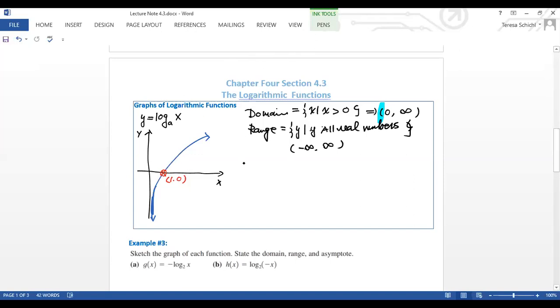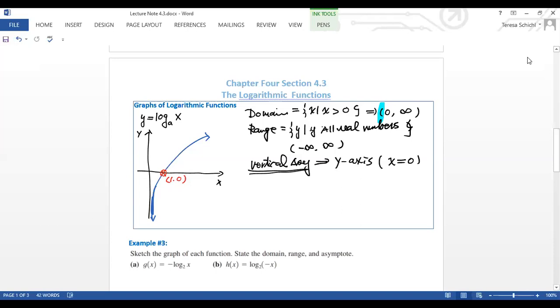Of course, we talked about that this is the key point, (1, 0). Then for this log here, we also have an asymptote, right? Because the left leg is going to get closer and closer to the y-axis. So what type of asymptote do we have? We have a vertical asymptote. The vertical asymptote here is the y-axis. Also, the y-axis you can write as x equals 0. So that's the asymptote here.